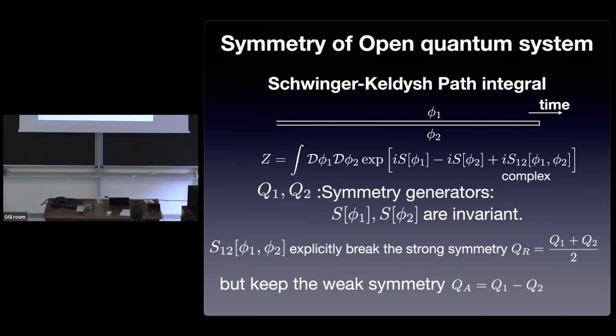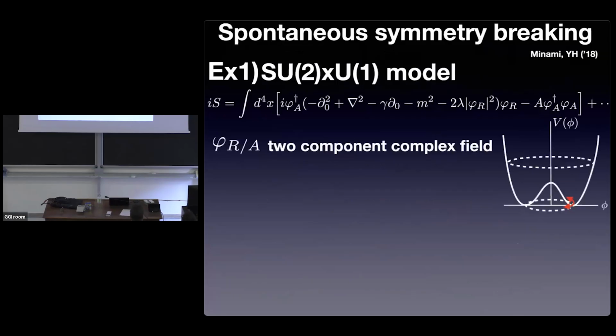So anyway, please admit that this transformation is a strong one, and this one is a weak one. So the example that breaks the strong symmetry, I will show you. The example of the explicit breaking of the strong symmetry as a model is something like this.